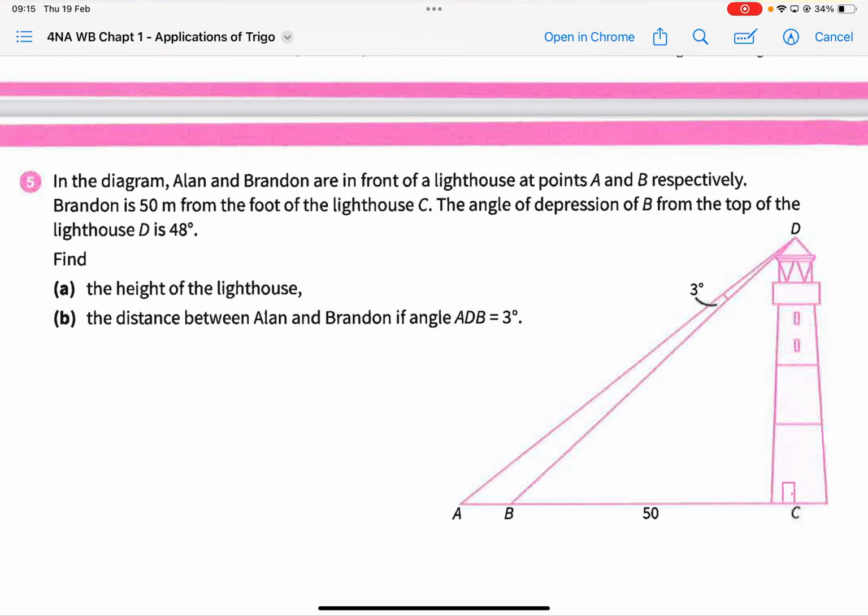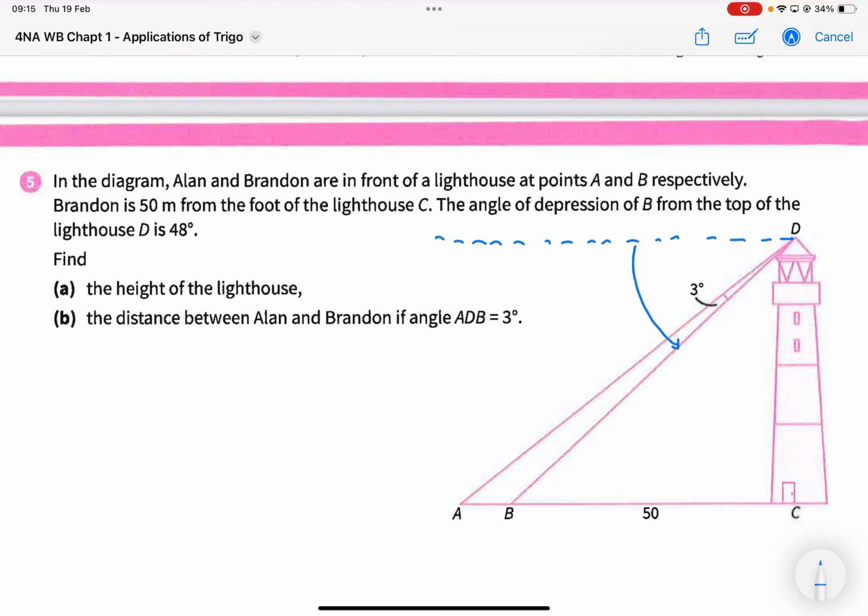Okay, Alan and Brandon are in front of a lighthouse. Alan is here, Brandon is here. Brandon is 50 meters away. Angle of depression of B from the lighthouse is 48. This one they never put in, so you can add in the angle of depression yourself. So that is when measured from the horizontal here to B is 48.